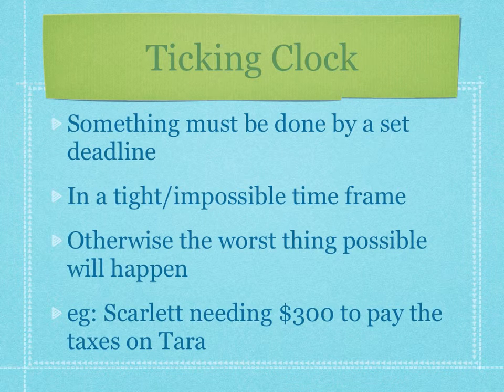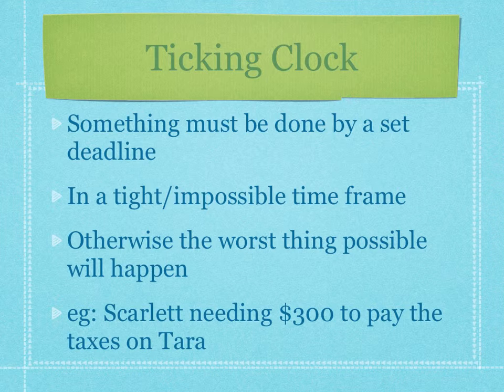So the ticking clock is where something must be done by a set deadline. It needs to be a tight or impossible time frame, because that really pushes things along. If they don't make that deadline, the worst thing possible will happen. And of course, you know you're going to make the worst thing happen anyway, but your hero and your heroine are going to try not to make it happen.